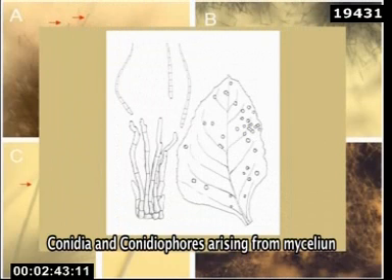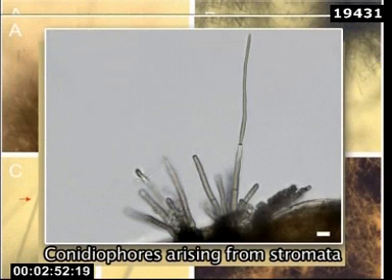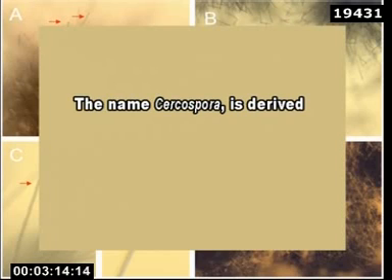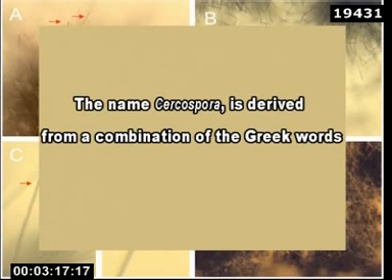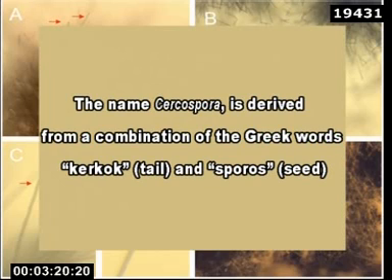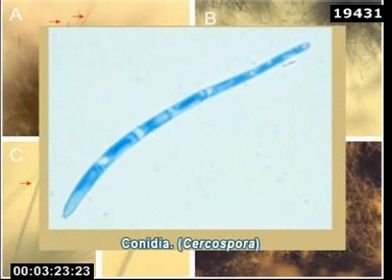Fungi imperfecti, which form spores directly on the hypha or on the sporophores, which may be free or aggregated but never in pycnidia or acervuli, are placed in the class Hyphomycetes. Cercospora also belongs to Hyphomycetes. Species of Cercospora are economically very important because most of them act as plant parasites. The name Cercospora is derived from a combination of Greek words kerkos, meaning tail, and sporos, meaning seed, thereby meaning the filiform conidia of the fungus.